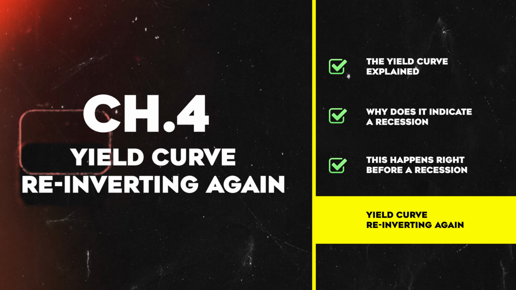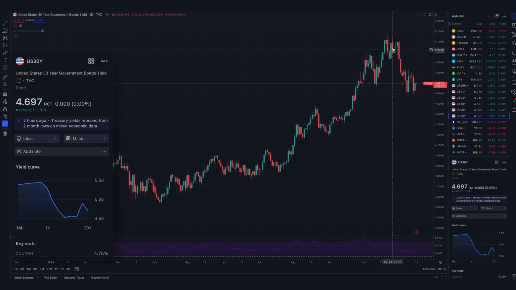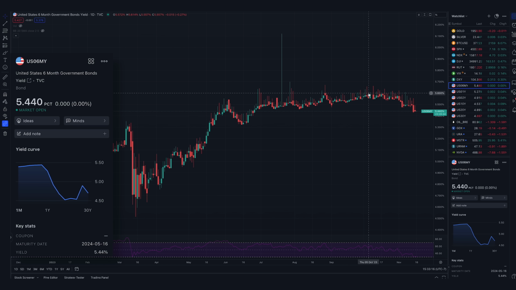But now we have to take a look at the strangest part about this whole story, and that is the fact that it looks like the yield curve is starting to re-invert yet again. 30-year US Treasuries have moved from a high of 5.17% down to a low of 4.6% in the matter of a few weeks. Short-term US government debt, like 6-month T-bills, have dropped a little bit as well, but for the most part have stayed flat, relatively speaking, of course.